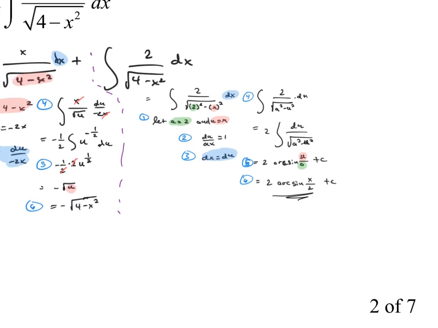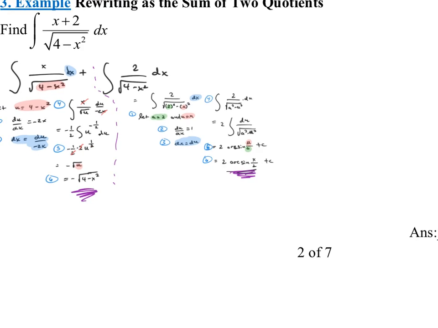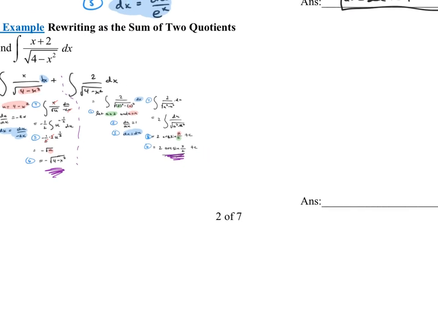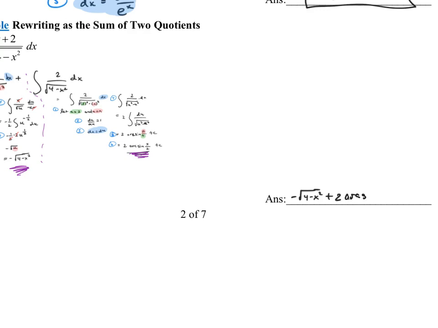So what do we need to do now? We need to take the first piece, which was negative the square root of 4 minus x squared, tie it together with the second piece, which was 2 times the arc sine of x over 2 plus c. Putting those both together, we get the answer to the problem, which would be negative square root of 4 minus x squared plus 2 times the arc sine of x over 2 plus c. So that would be our final answer, adding those two pieces together.